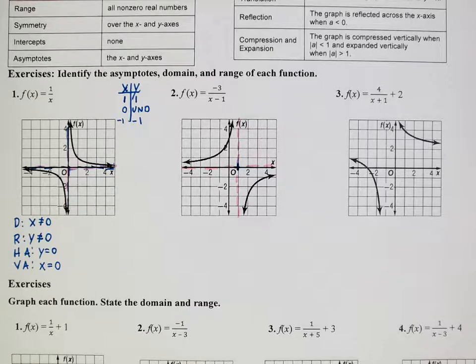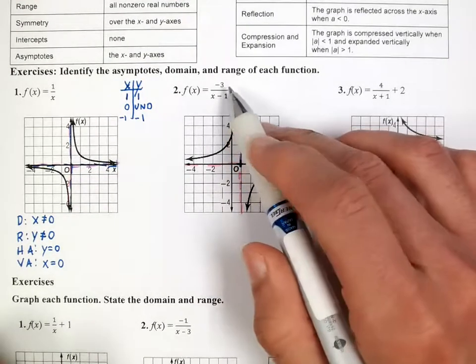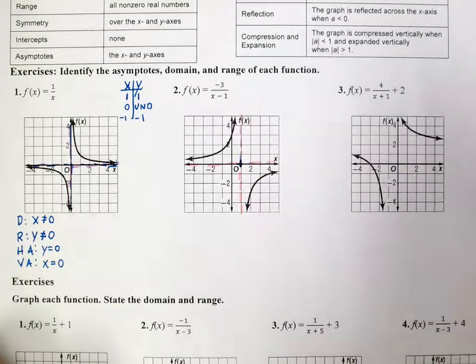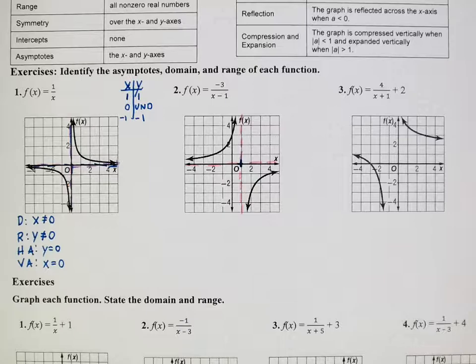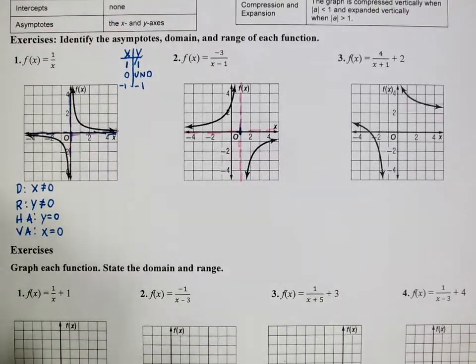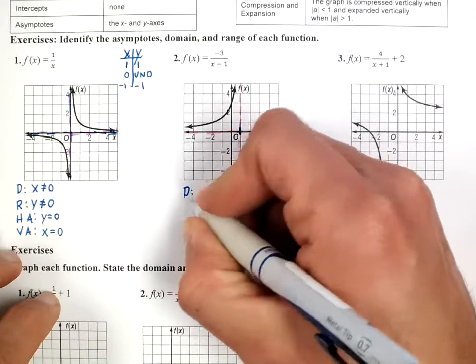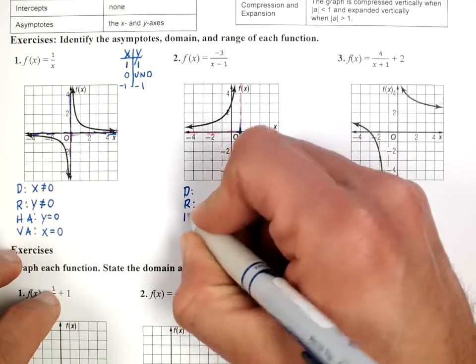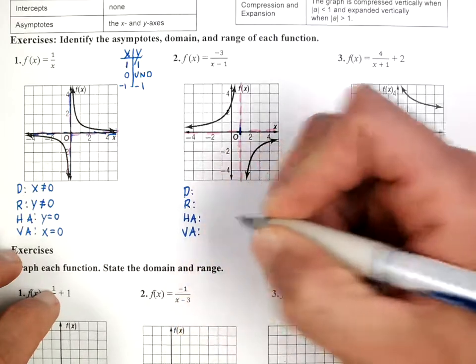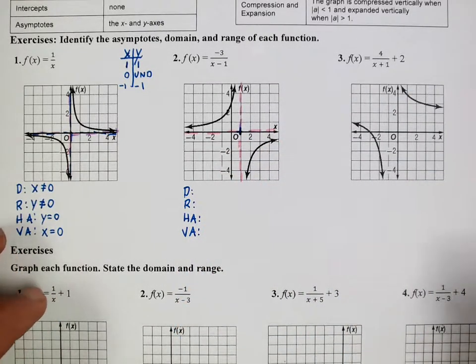Now this is being stretched and reflected by a factor of 3, right? So it's been stretched by a factor of 3 and reflected, but we're not going to worry about that because all that this is asking us is about domain and range and the horizontal and vertical asymptote. Okay, so again, domain, range, horizontal asymptote, vertical asymptote.